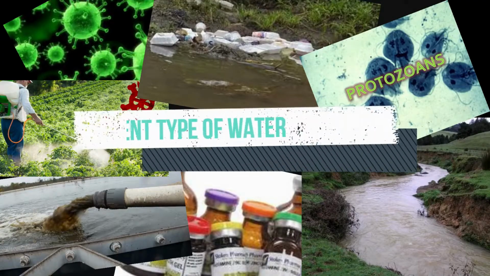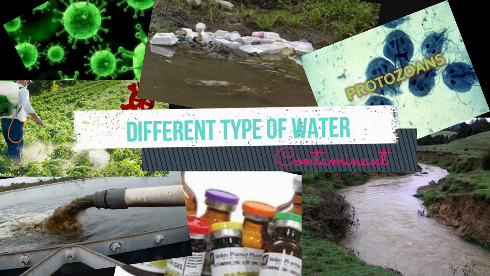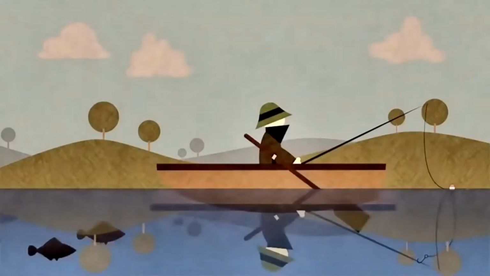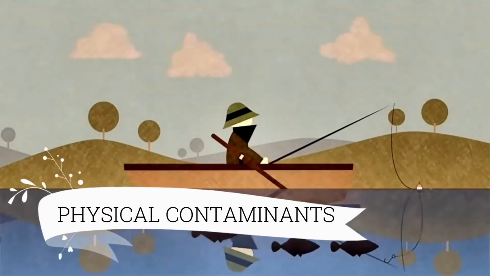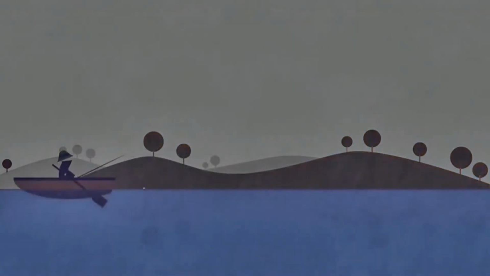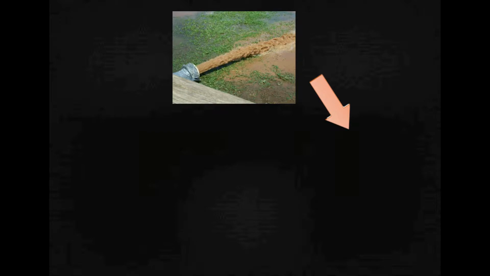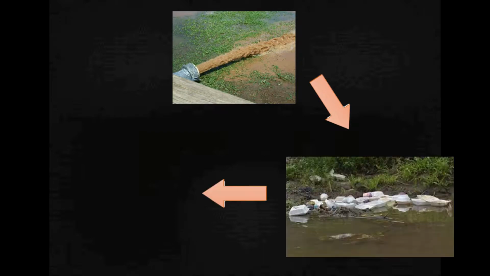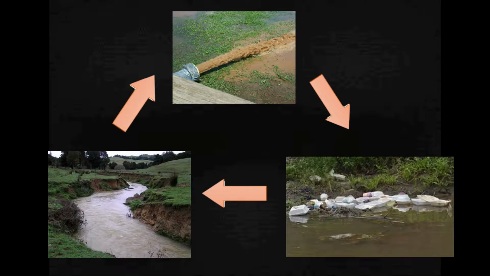The following are the general categories of water contaminants and examples of each. Physical contaminants. Physical contaminants primarily impact the physical appearance or other physical properties of water. Examples of physical contaminants are sediments or organic materials suspended in water of lakes, rivers, and streams from soil erosion.